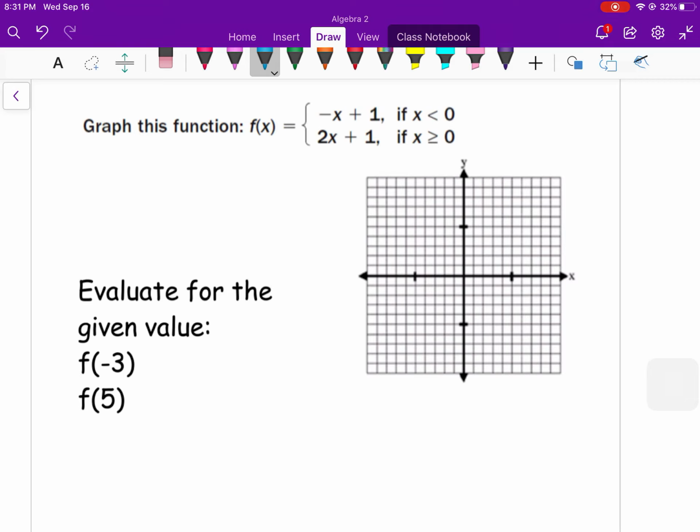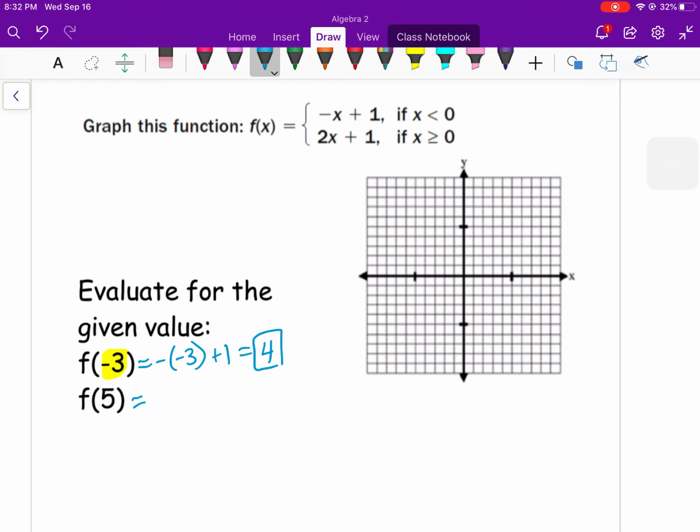Okay, graphing a piecewise function. First, if I just ask you to evaluate the function for a given value, you look at the x inside, so f of -3. Then you look up at the function, you say, well, is -3 less than 0 or greater than or equal to 0? Since -3 is less than 0, you use the top function here, -x plus 1. So you're going to plug in the -3 into the top function, and that'd be -(-3) is +3 plus 1 would be 4. So the function evaluated at -3 is 4.